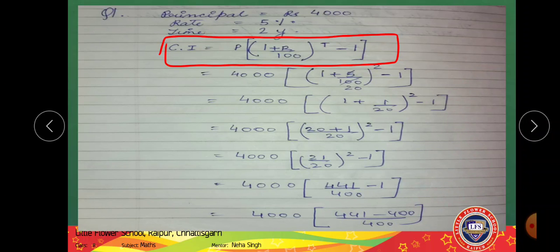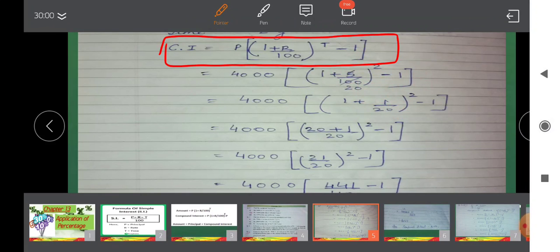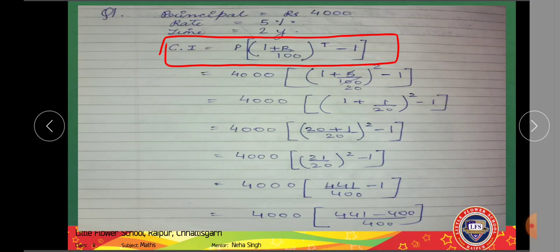Now we'll put the values. The value of P given is 4000, so we will write 4000 instead of P. The value of R is 5%. Time given is 2 years, so the power will be 2. Right? Now 4000 into 1 plus, this we can cancel. 5 ones are 5, 5 twos are 10 and 0. So what are we left with? 1 by 20. The power will be 2, minus 1. Right? So this is 4000.